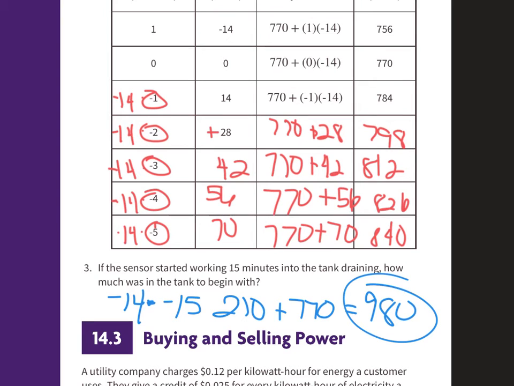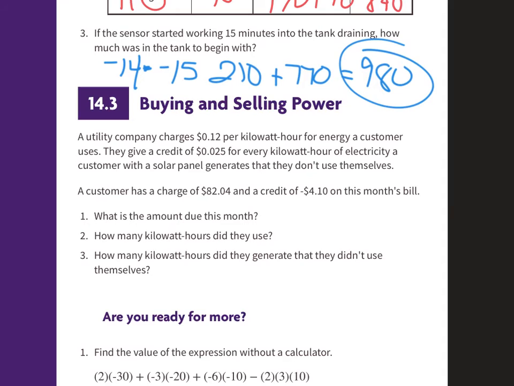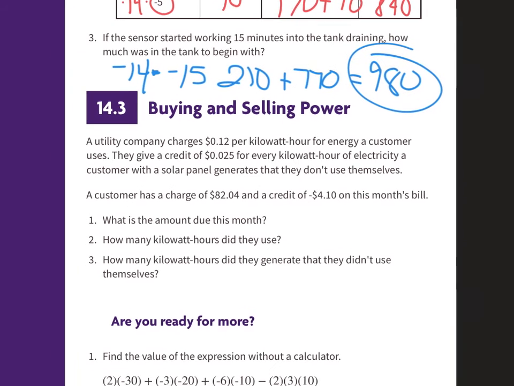All right, 14.3, buying and selling power. A utility company charges 12 cents per kilowatt hour for energy that a customer uses. They give a credit for 0.025 cents for every kilowatt hour of electricity a customer's solar panel generates that they don't use themselves. A customer has a charge of $82.04 and a credit of $4.10 on this month's bill. What does the amount do? Well, we just have to subtract them.